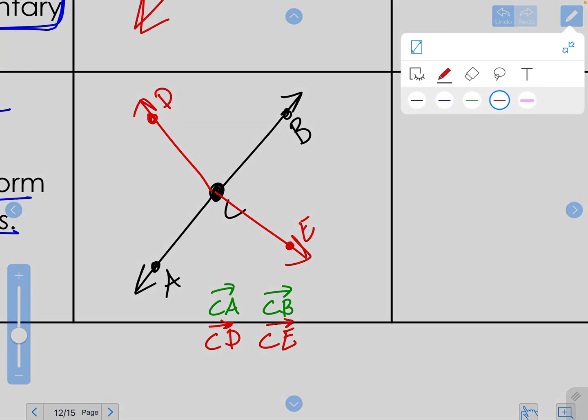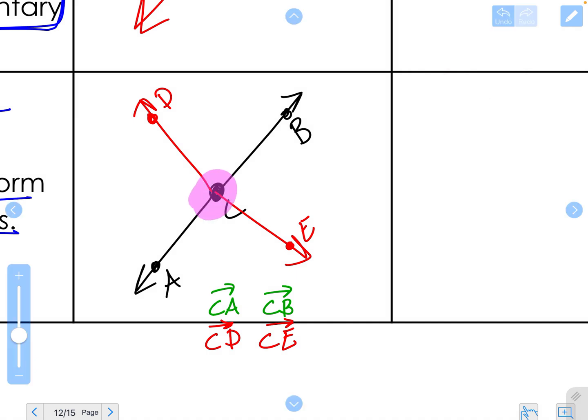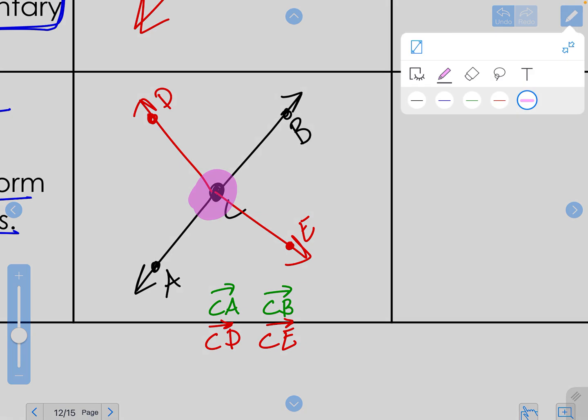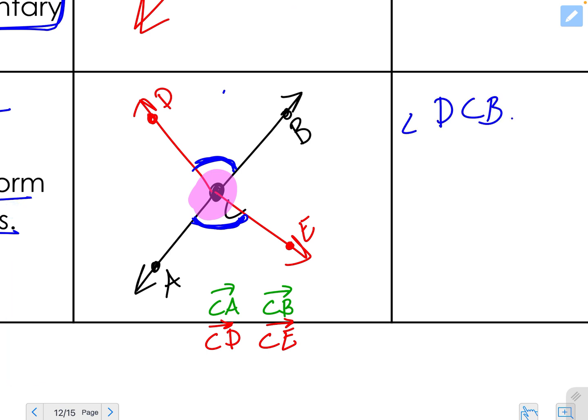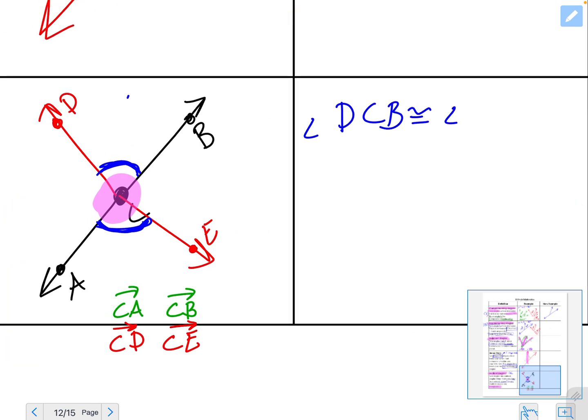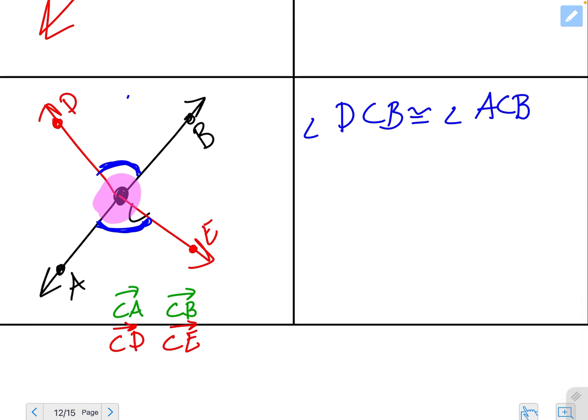What this means is that all of the angles have to share the same vertex and all of the angles have to be on two different lines. Now when we look at this, we know that this angle and its opposite, if they are on two straight lines, are congruent. So angle DCB is congruent to angle AC, not BE.